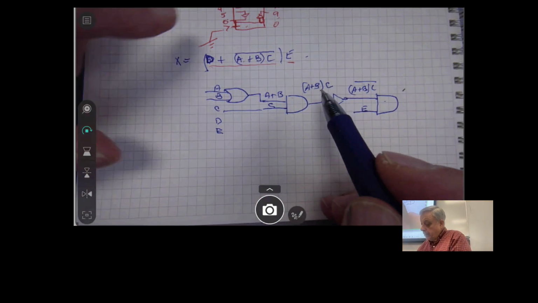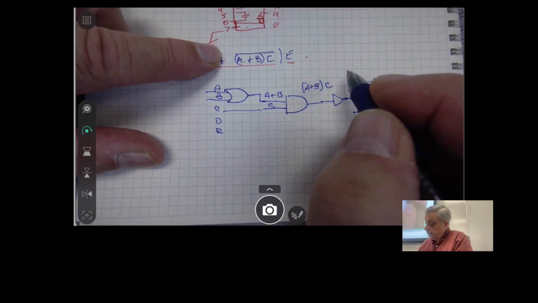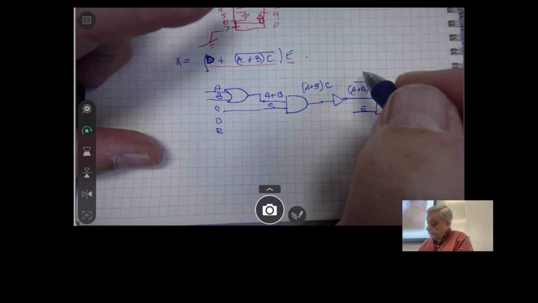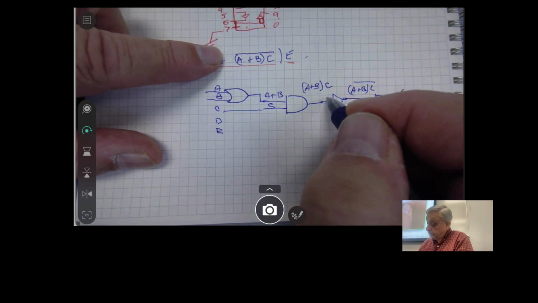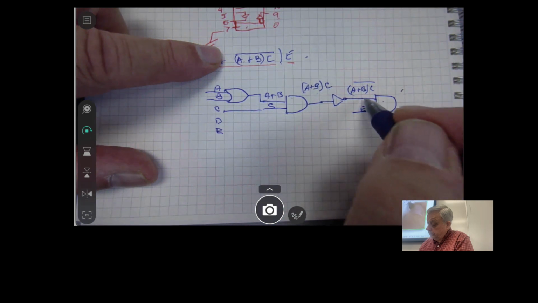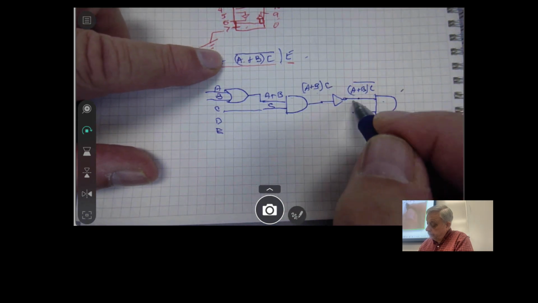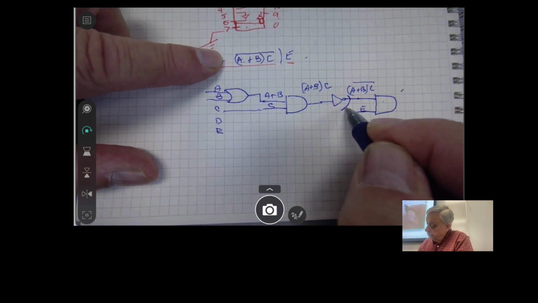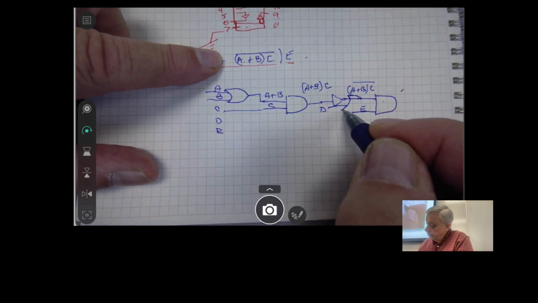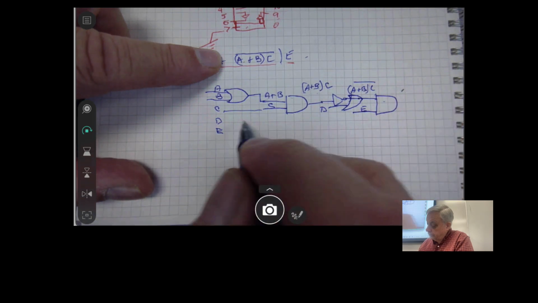Oh, I left one term out. A, B, you missed the OR gate right here in front of the inverter. There you go. And on the other side, on the dot side, oh, you got D right there. Yeah. There you go. There it is.